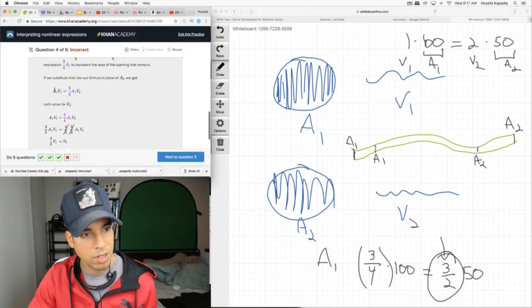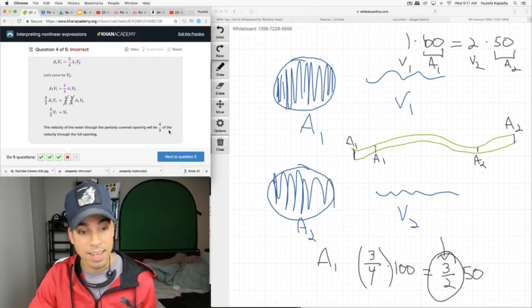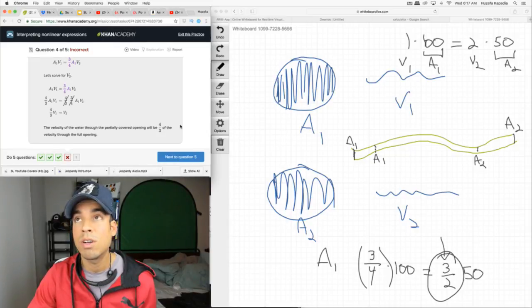So, but see, I would have put it in here. 3/4 A. 3/4 A1 V1 equals area, and then V2 has to go up. But this area hasn't changed. See, this is throwing me for a loop. I'm going to have to really... This makes sense because you'd think if you cover up part of it, it would go fast. No, you know what?